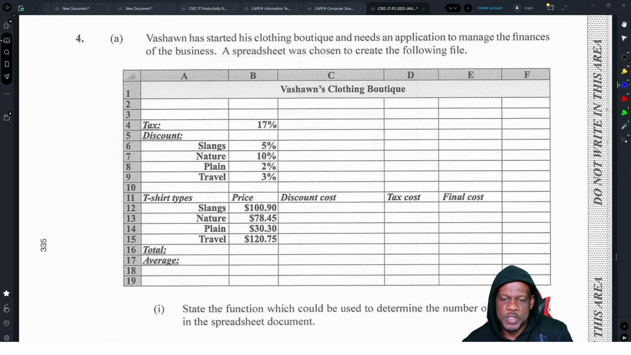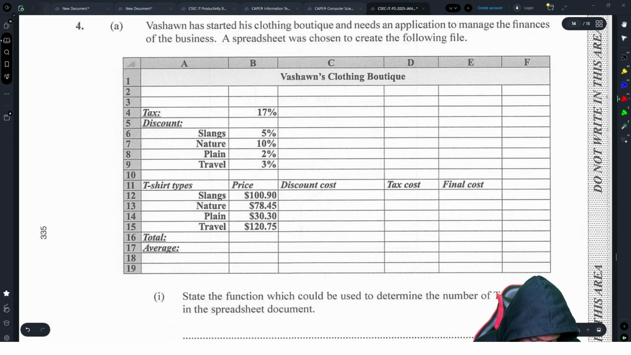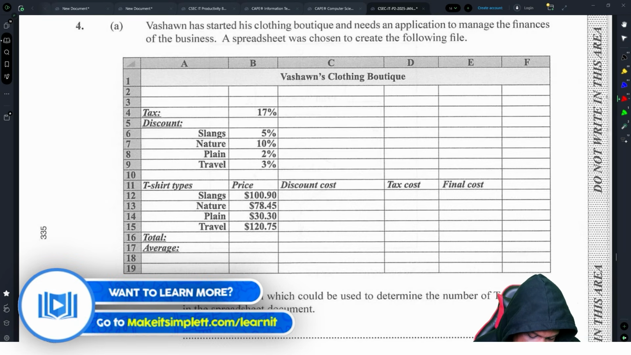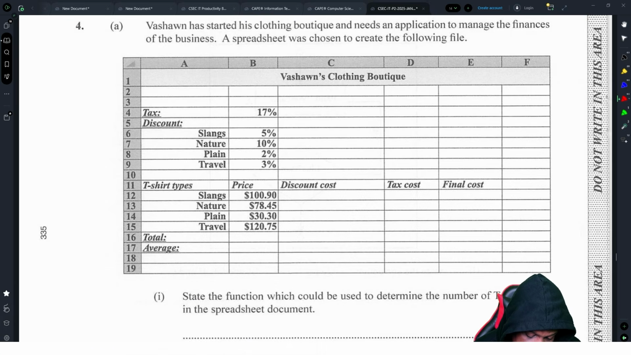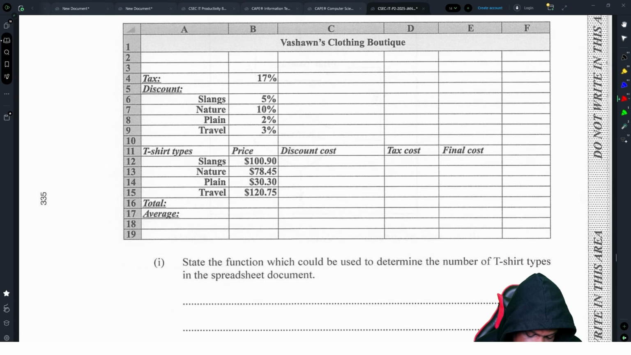No, I haven't looked at the spreadsheet question in advance, so I just looked at it here and I was like, okay, I feel like they're going to make life hard. I don't know, maybe they're not going to make it hard, so let's see. Alright, Vishal has started his clothing boutique and needs an application to manage the finances of the business. A spreadsheet was chosen to create the following file. Alright, lots of percentages and stuff like that.